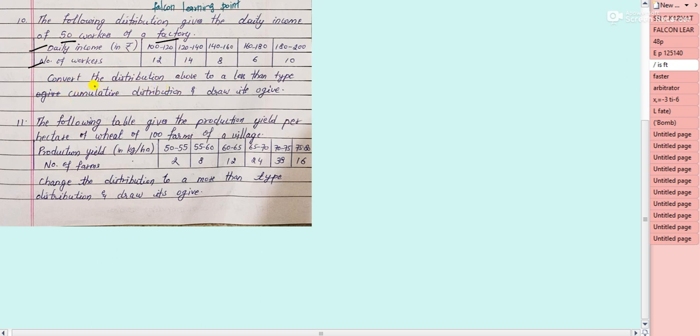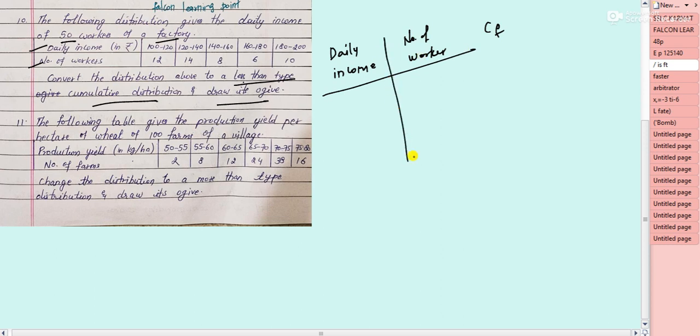Convert the distribution above to a less than type cumulative distribution and draw its ogive. Okay, so first we have to convert this to the less than type. Here, first you have to write the daily income box. Next is the number of workers, and here cumulative frequency. So how are you going to write?